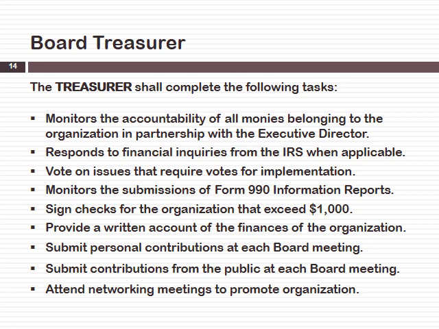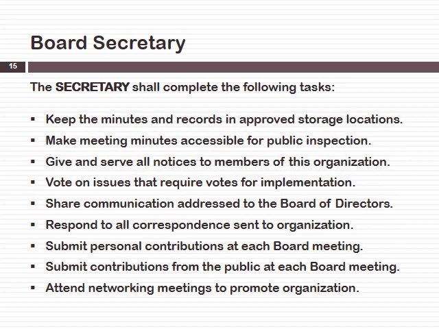The treasurer signs checks for the organization that exceed $1,000. They provide a written account of the finances of the organization. They submit personal contributions as well as contributions from the public, and they also attend networking meetings to promote the organization.